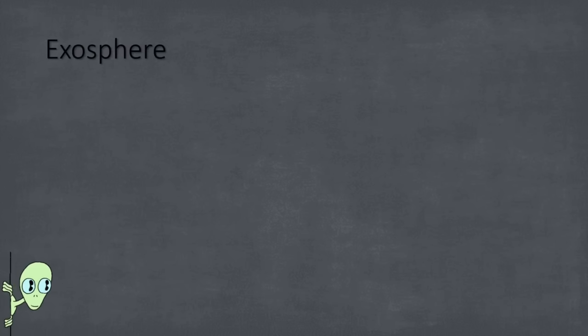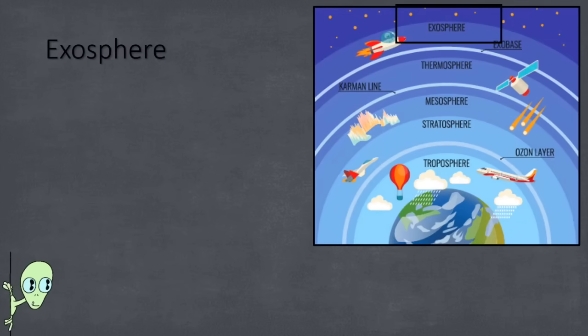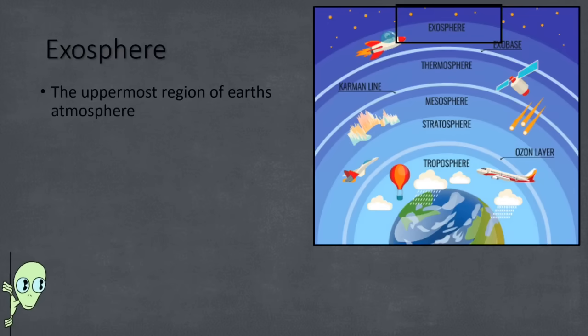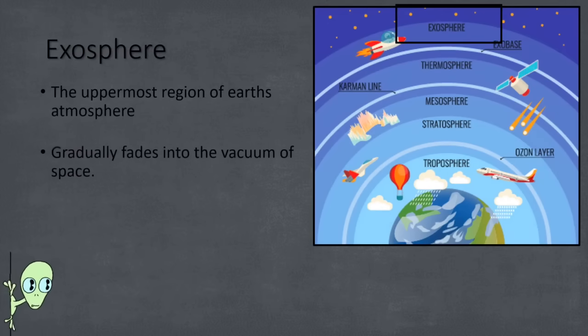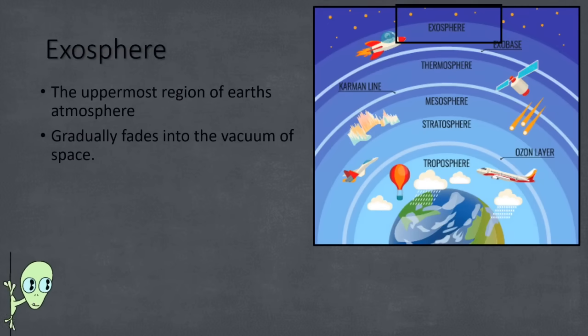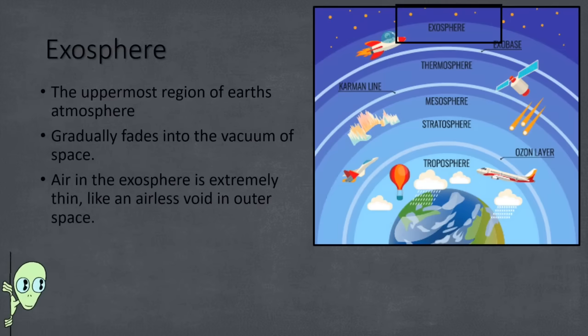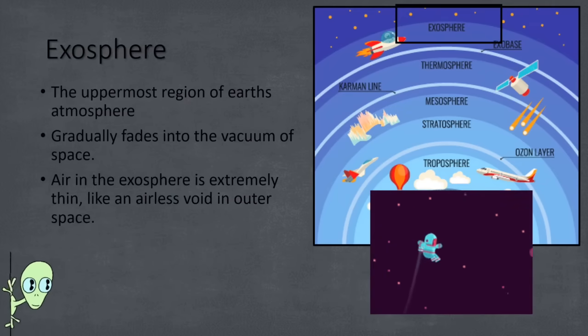Our final layer of the atmosphere is the exosphere. The exosphere is the uppermost part of the Earth's atmosphere as it gradually fades away into the vacuum of space. The air in the exosphere is extremely thin, and it forms an airless void into outer space. This is our final layer of the atmosphere and extends into space.